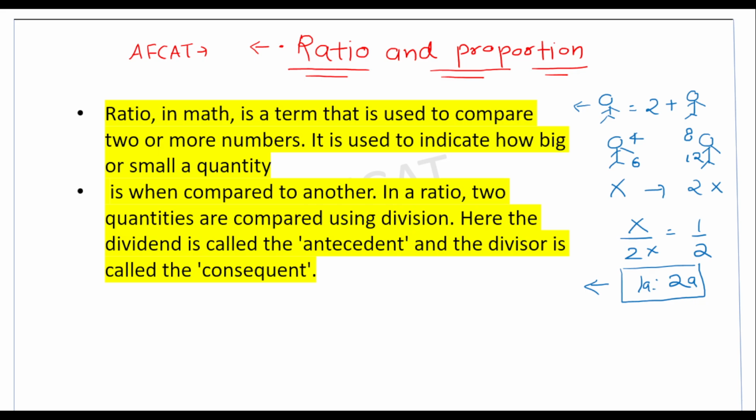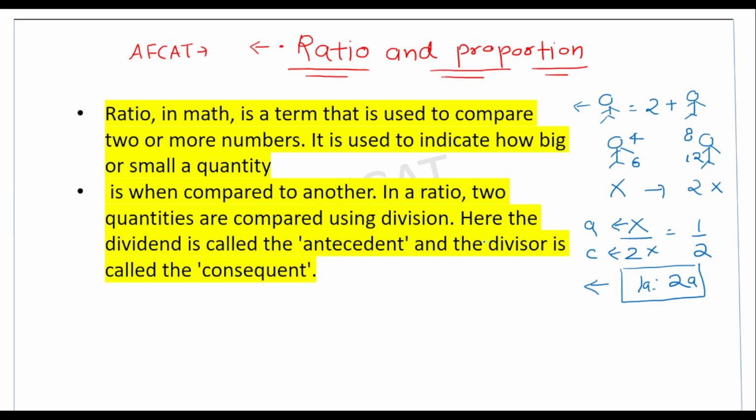Here the dividend is called the antecedent and the divisor is called the consequent. Means antecedent will be this one and consequent will be this one. These things will not come in your examination. So why am I teaching? Just for better understanding.